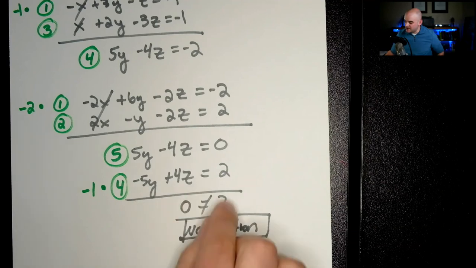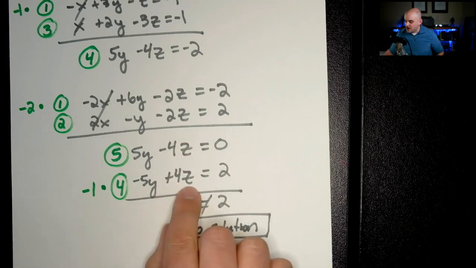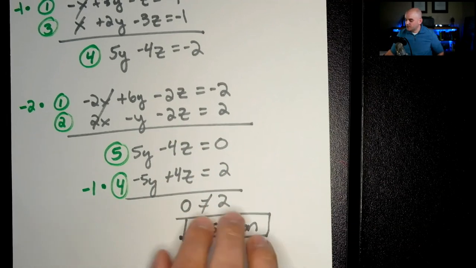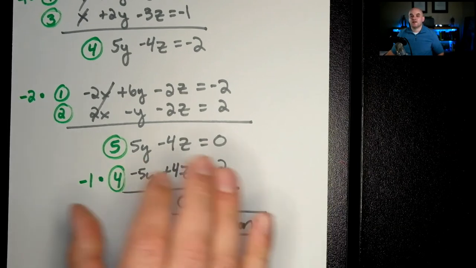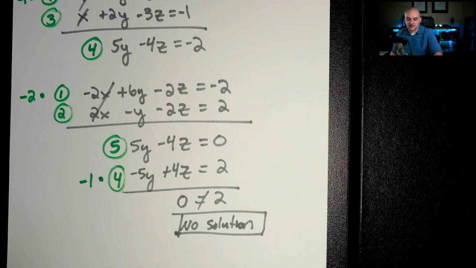Now, had this been like a 5z here and we add them, got z equals 2, then we're going to say, okay, we figured out what z is, go back and figure out y, and then go back and figure out x, just like we did on the last problem. So you can continue on there when you need to.